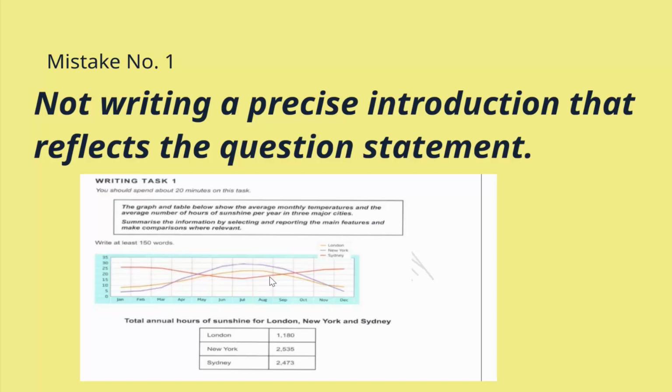You need to use the right tense, which is the present simple tense. When you say the graph, then you say shows or illustrates. The graph and the table illustrate without S, okay? So this is the first common mistake that IELTS candidates make when they write the introduction. They write more or less information, and this introduction really does not reflect the question statement. That's a very big problem.